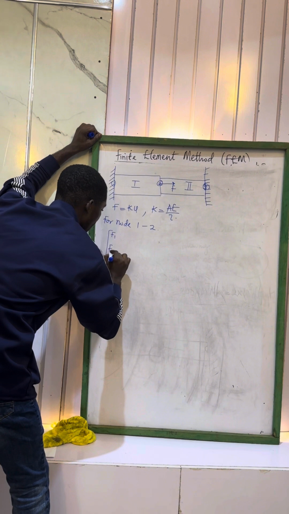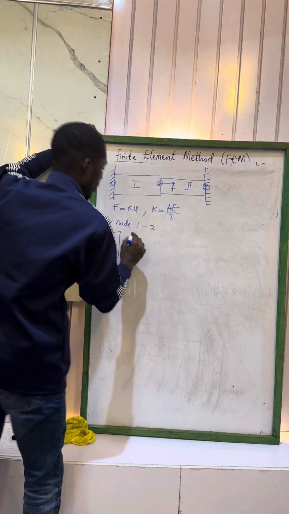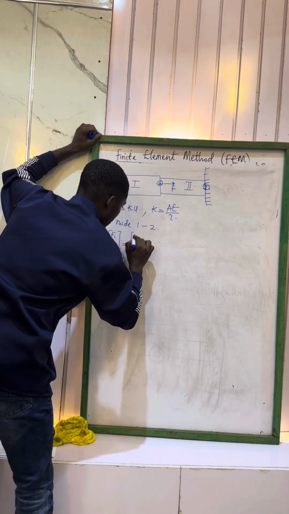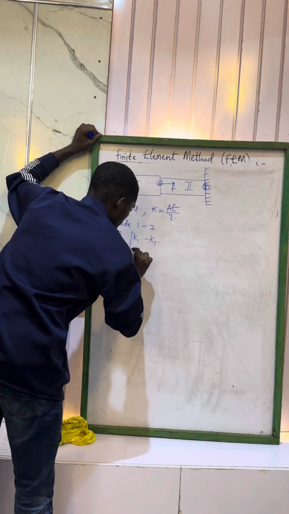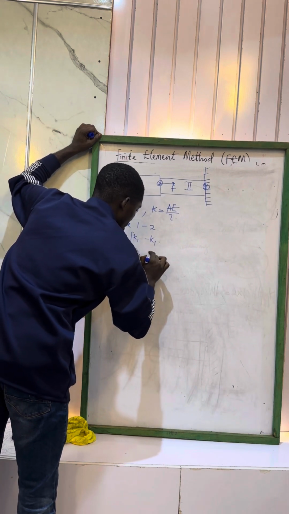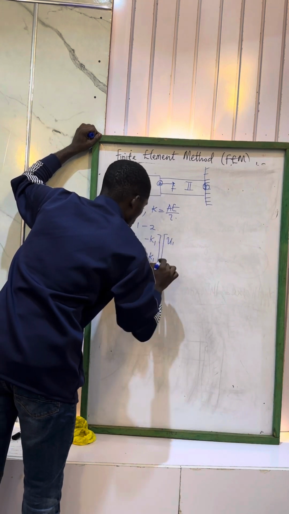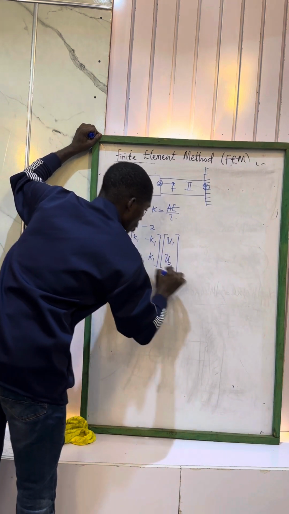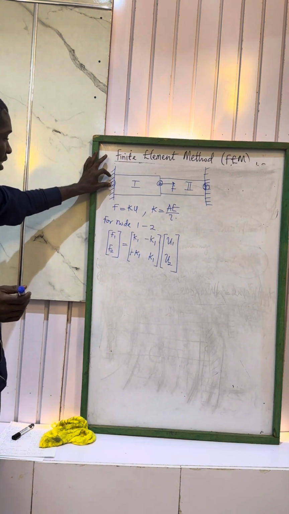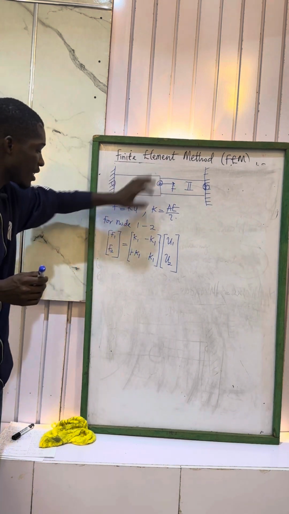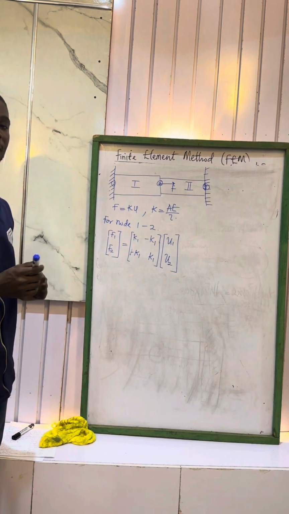So from 1 to 2, we have F1, F2, then the stiffness constant K1, minus K1, minus K1, K1, then the displacement U1, U2. I know that this is not new to you anymore. The force acting here is F1, and the one acting here is F2. Then the displacement here is U1, and the displacement here is U2. So that's the first parameter.